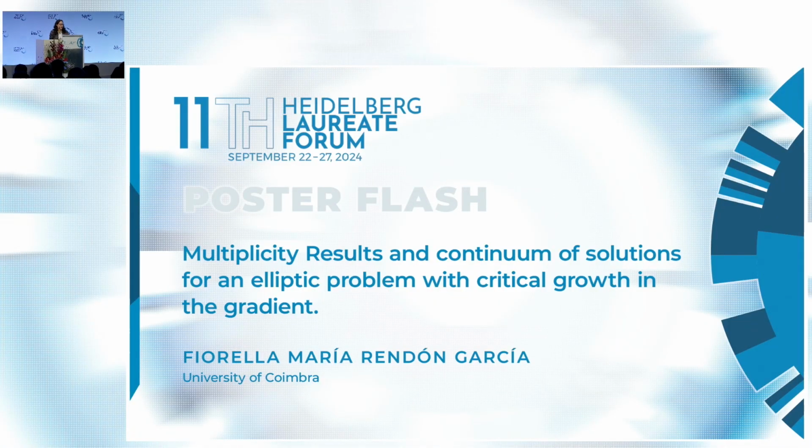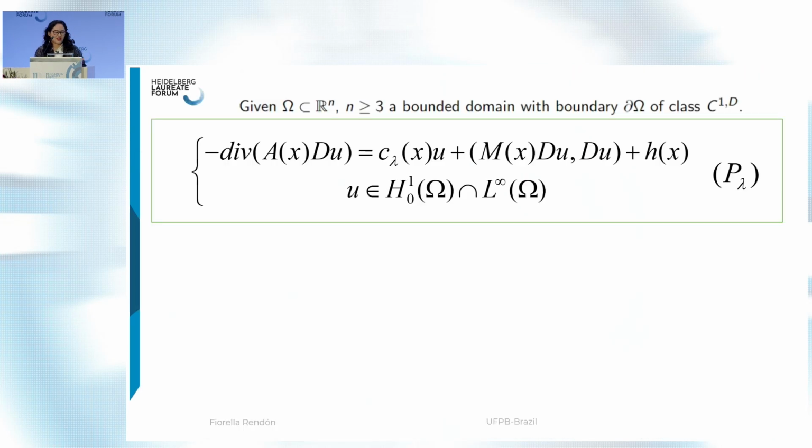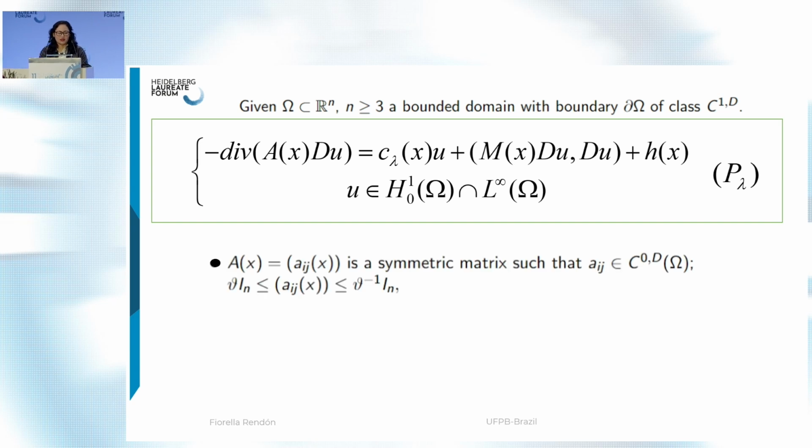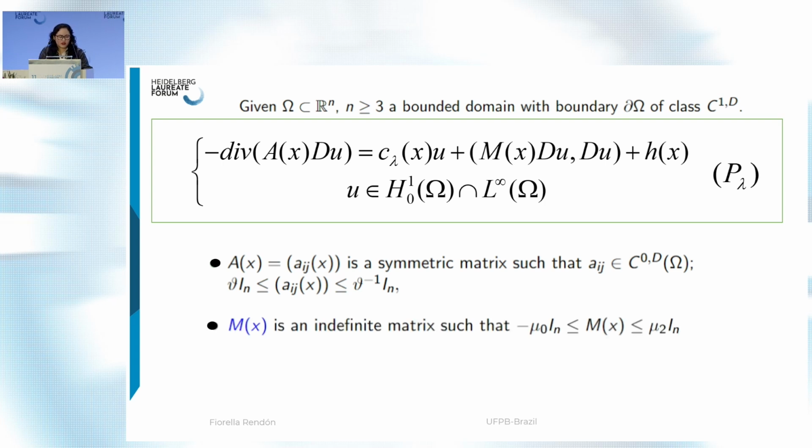Well, in a previous work, I studied boundary Weak-Harnack estimates for elliptic PDEs in divergence form. As an application of this, we have this result. So we studied this equation. We require that the matrix A is a symmetric matrix, that the coefficient is 0-Dini, and that this coefficient is uniformly positive. For the other matrix M, we define an indefinite matrix, uniformly positive, like this inequality, for mu0 and mu2 positive constants.